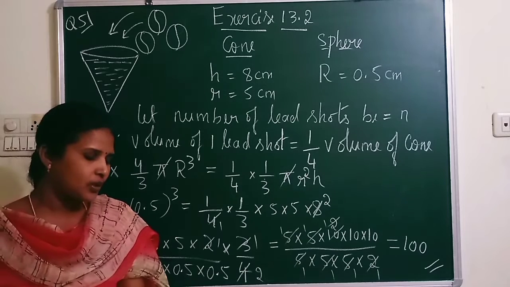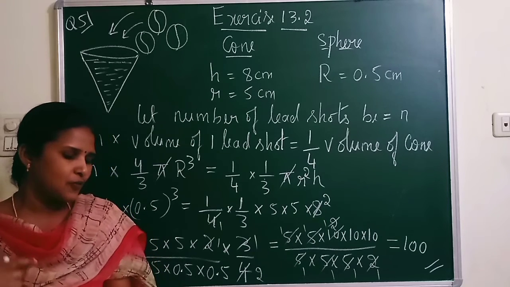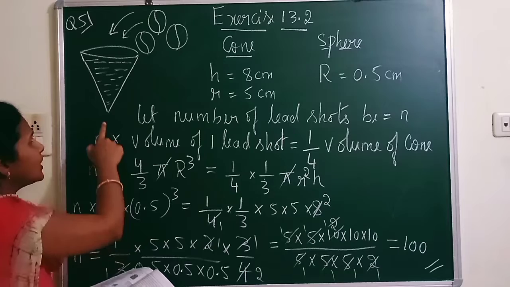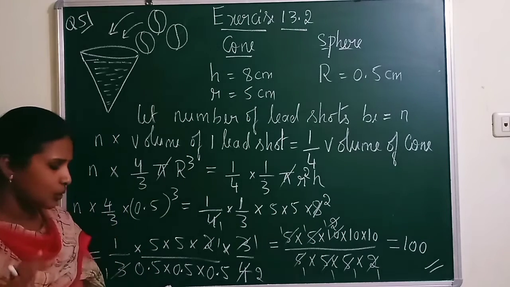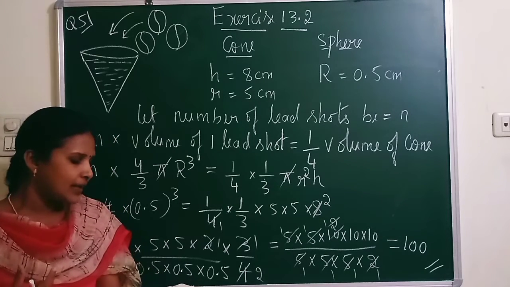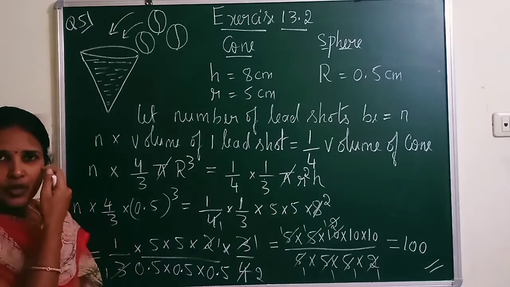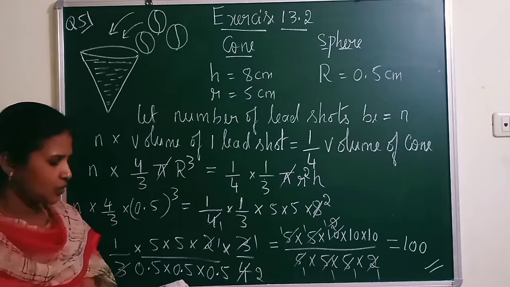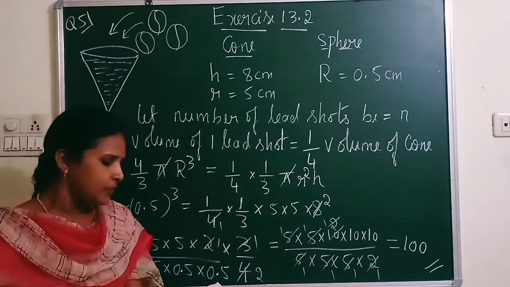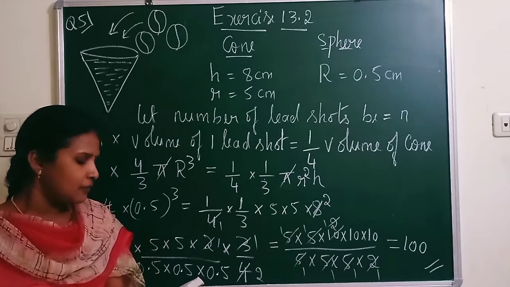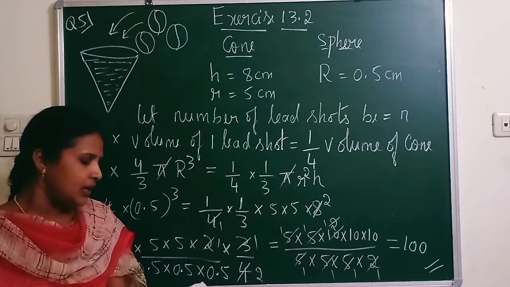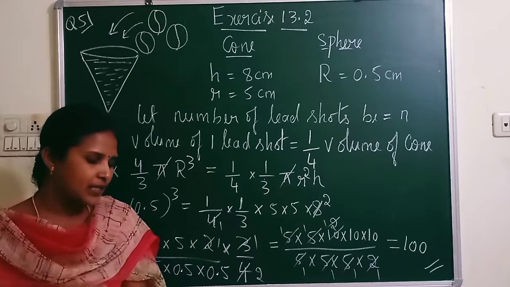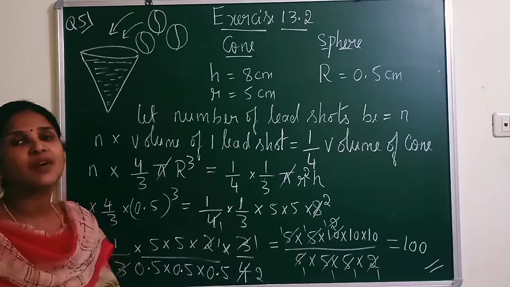So see the textbook. Given a vessel is in the form of an inverted cone. You can see the vessel which is an inverted cone. Its height is 8 centimeter. Means, the height of the cone is 8 centimeter. You can see I have written here, height of the cone is 8 centimeter. And which is open, 5 centimeter. Means its height is 8 centimeter and the radius of its top which is open is 5 centimeter.